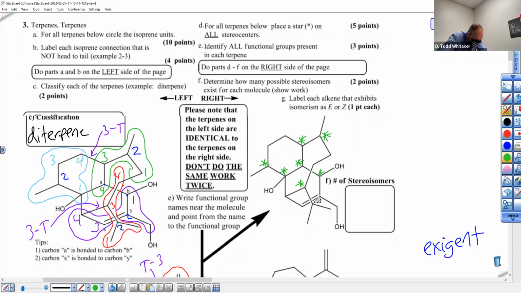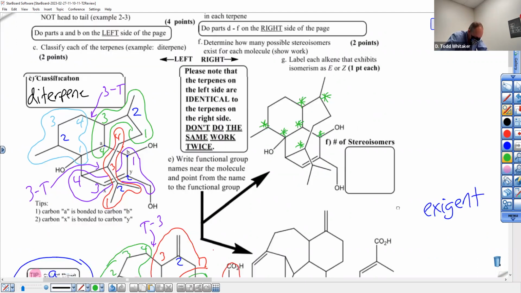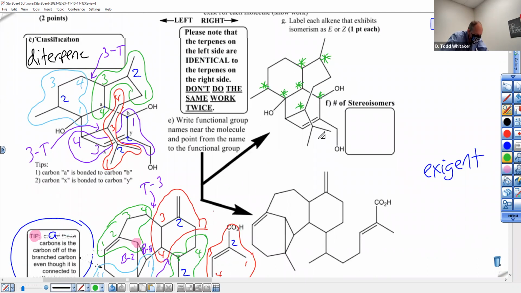And that's not a stereo center. Tell me why. Same group. SP2, never a stereo center. Don't even talk about it. Yes.